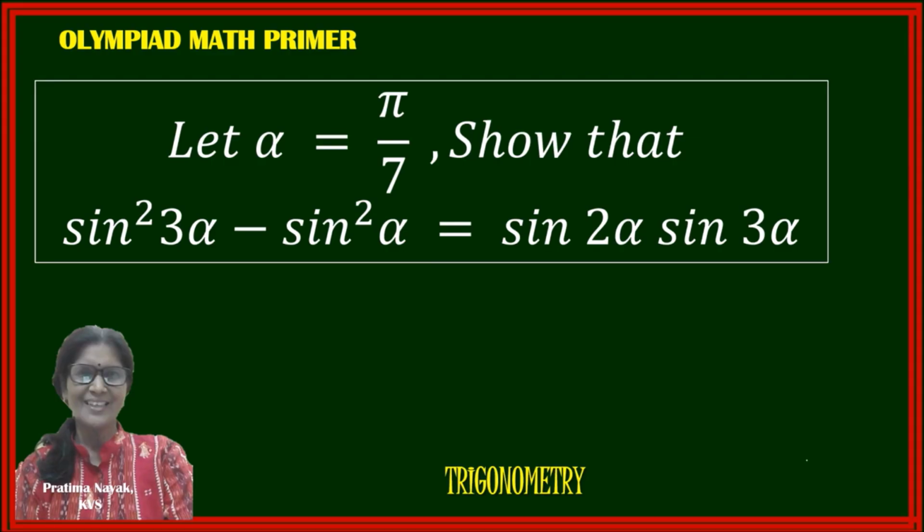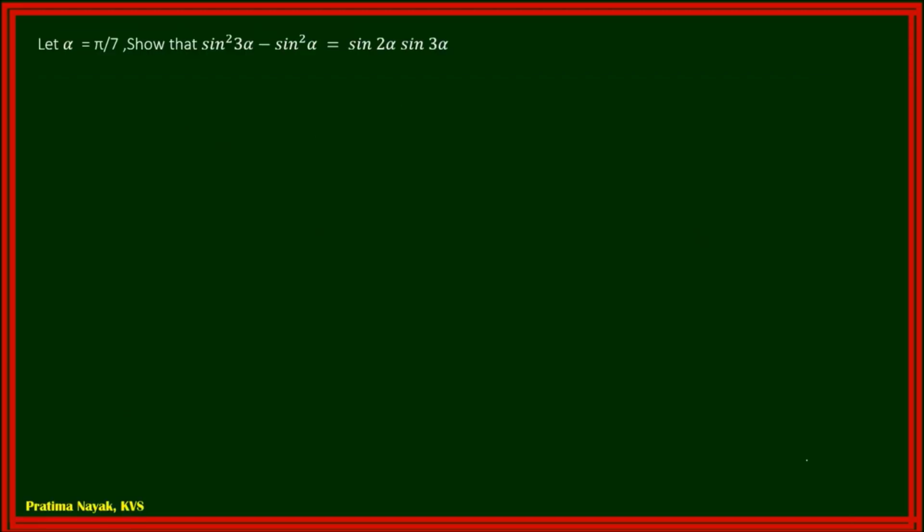Let alpha equals pi over 7. Show that sine square 3 alpha minus sine square alpha equals sine 2 alpha multiplied by sine 3 alpha. I'm writing the formula we have to use here to find the result. First is the formula from algebra: square of a minus square of b is equal to a plus b multiplied by a minus b.